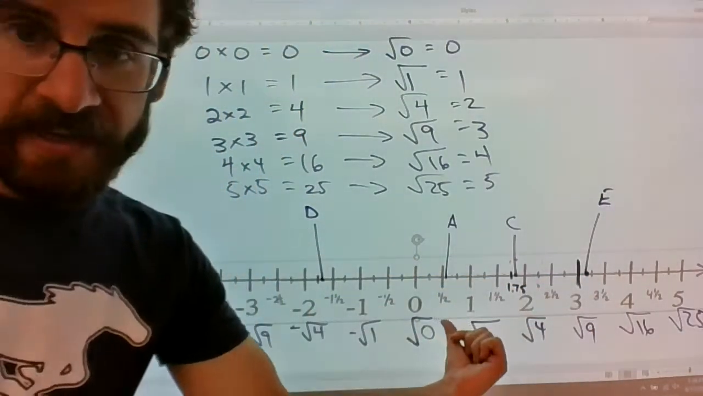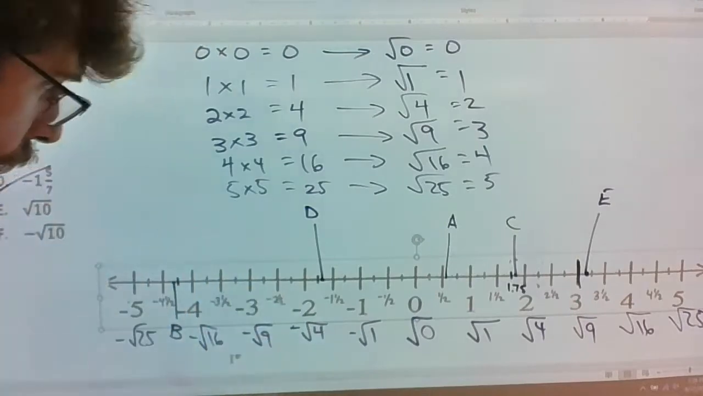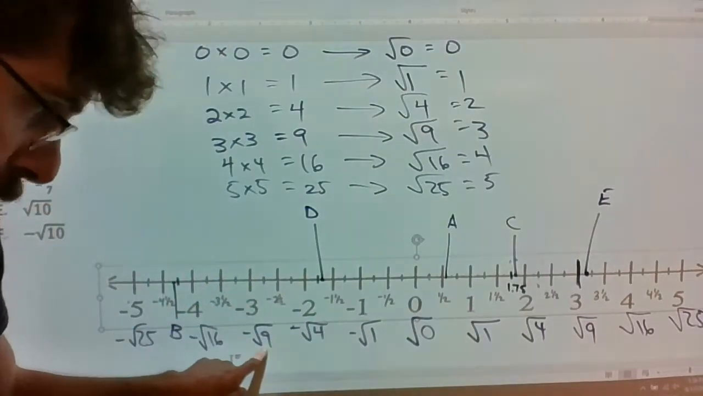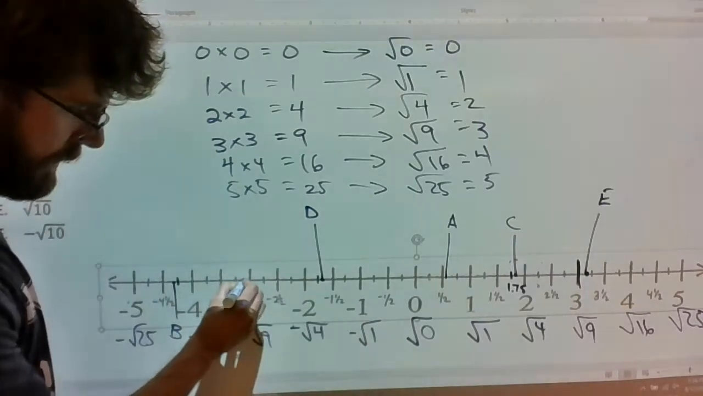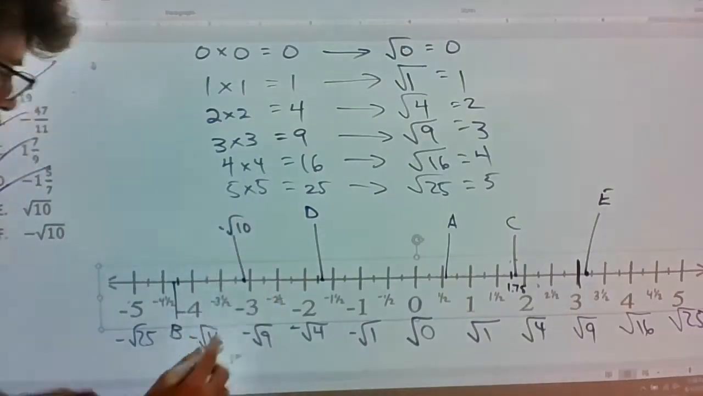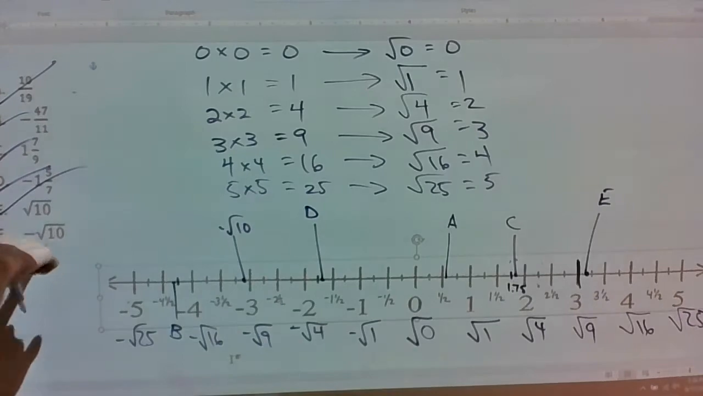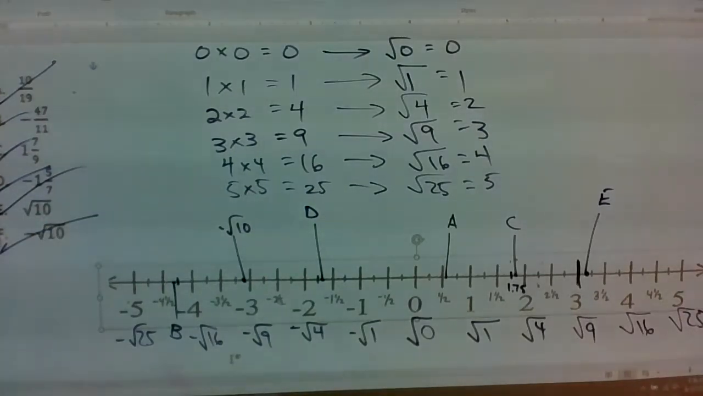And then if we're going in the negative direction, I'm just going... Here's negative root 9. Negative root 10 is going to be just a little bit to the left of that. So here's negative root 10. Or think about it in terms of letter F.